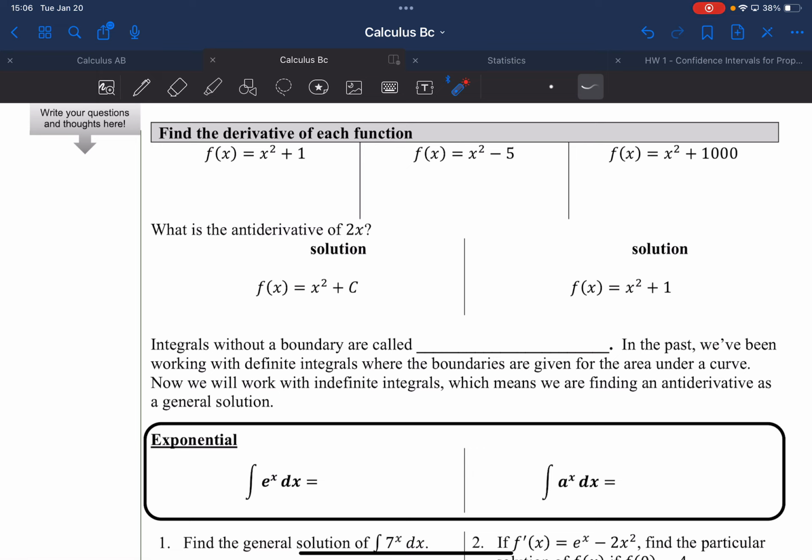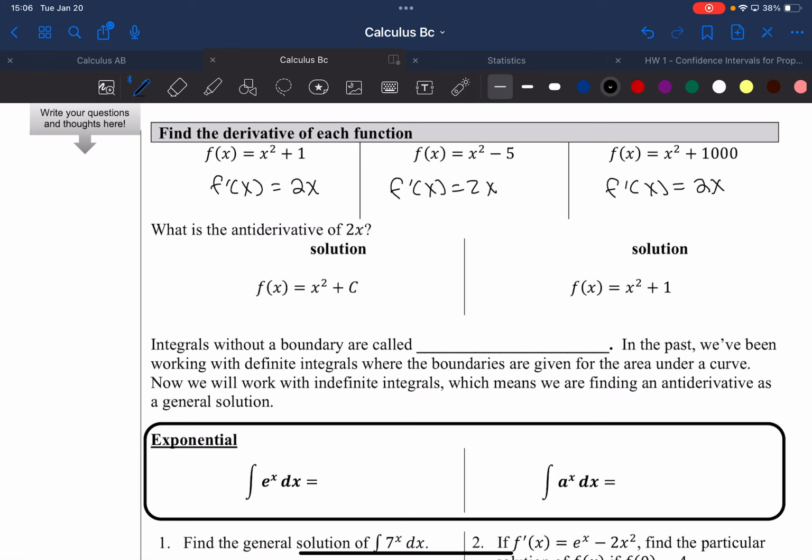Okay, so as you're looking at those derivatives, what do you notice? They're all the same, okay? The derivative of this one is 2x, derivative of this one is 2x, and the derivative of this one is 2x. So what's the difference in the original functions? The c value, the constant. So one is +1, other is -5, and the other is 1,000.